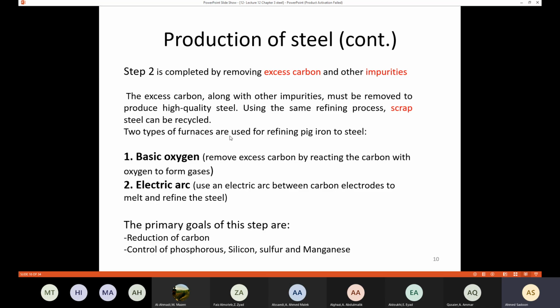We have two types of furnaces used for refining pig iron to steel: either the basic oxygen furnace or the electric arc furnace. In both methods, we are going to remove the excess carbon. In the basic oxygen furnace, we remove excess carbon by reacting the carbon with oxygen to form gases. While in the electric arc furnace, we use an electric arc between the carbon electrodes to melt and refine the steel. You can use this one or that one. But the primary goal for this step is reduction of the carbon and control of the phosphorus, silicon, sulfur, and magnesium.